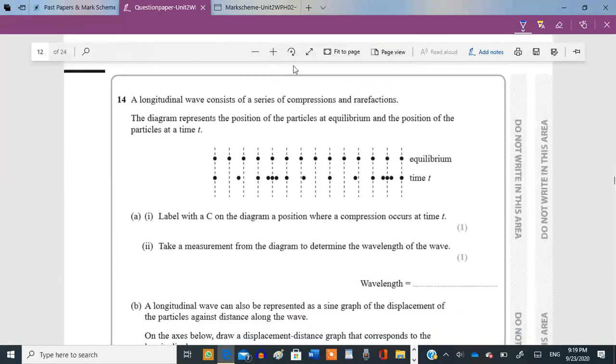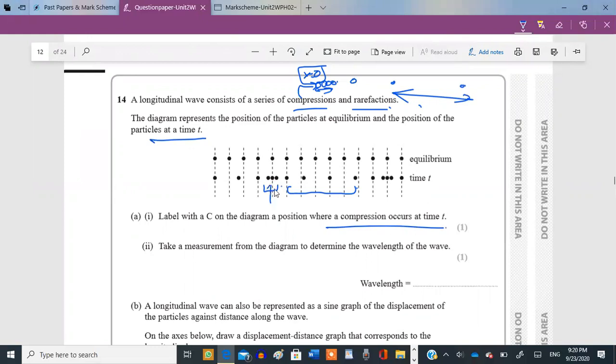14. A longitudinal wave consists of a series of compressions and rarefactions. Compressions means the particles are very close to one another, so the displacement in between them is almost zero. Whereas rarefactions means that they are far apart from one another, meaning they are vibrating at maximum displacement. Now, the diagram shows the position of the particles at equilibrium and the position of the particles at time t. Equilibrium means when all of them are at the same distance from each other. And at time t means when some of them are in the compressed state and some of them are in the rarefied state. Now, label the point C on the diagram a position where the compression at time t occurs.